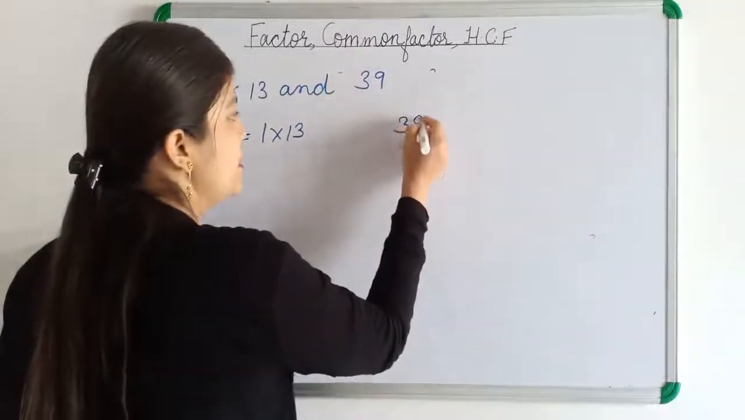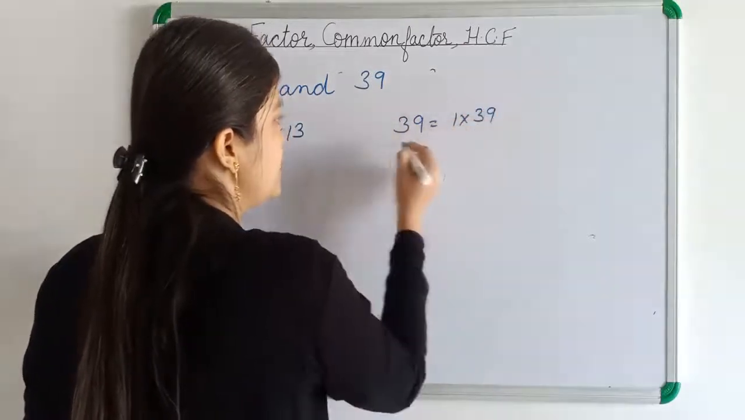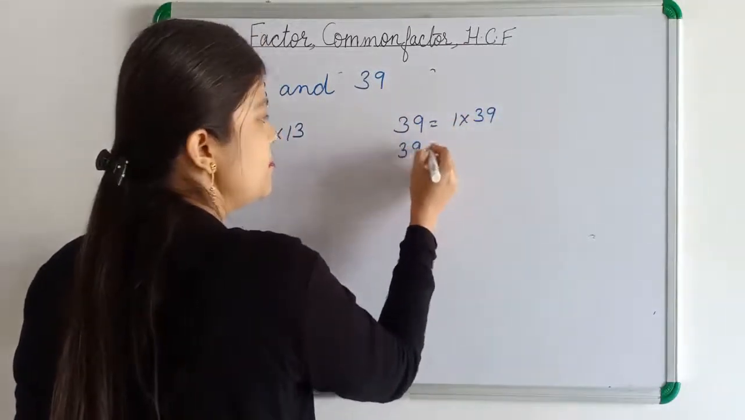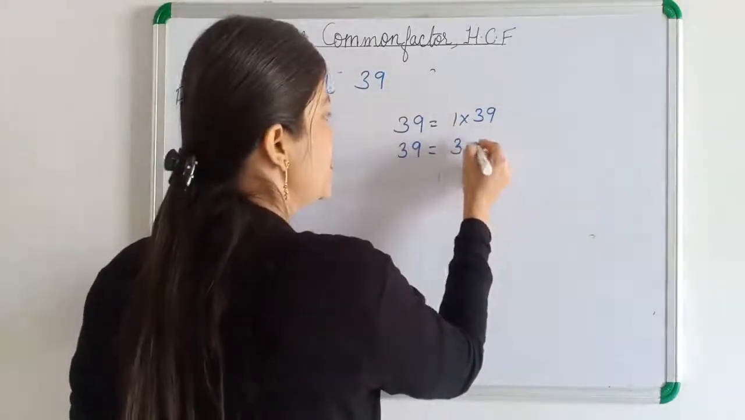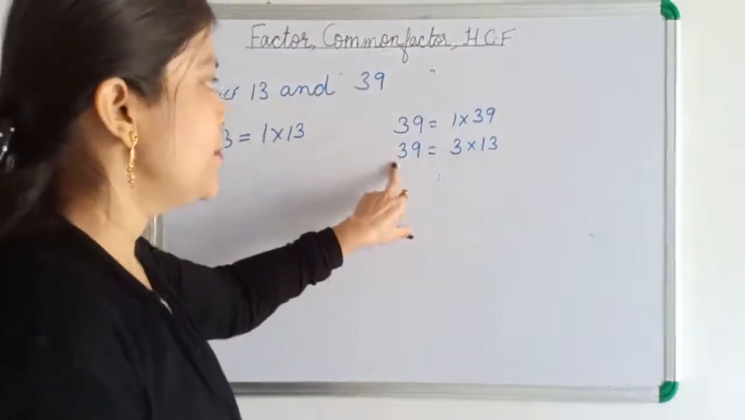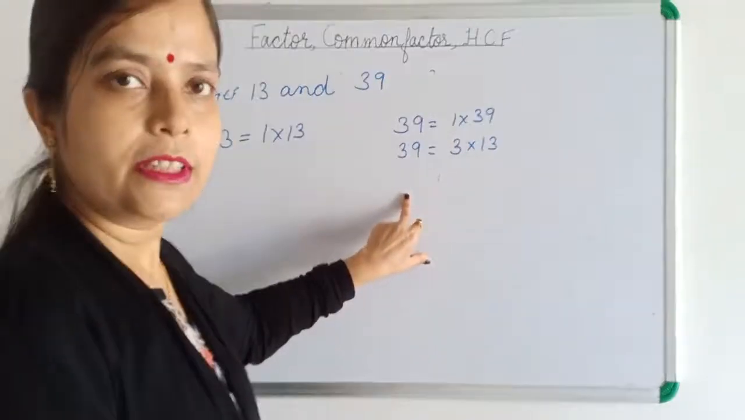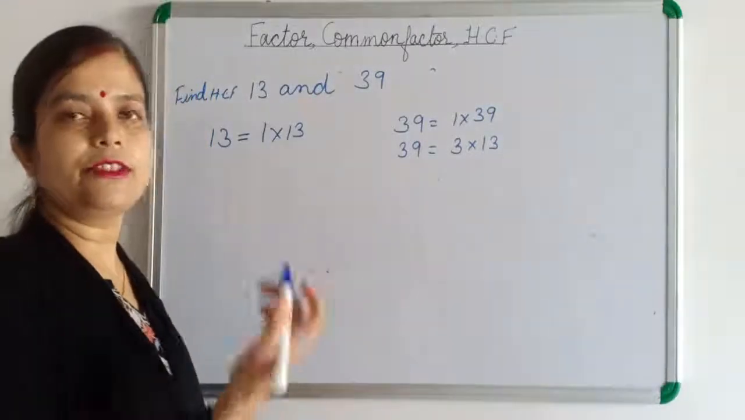Now 39. 1 we can write as 1 and 39. Is it divisible by 2? No. It is divisible by 3. So it is 13 now. Now again, is it divisible by 4? No. Is it divisible by 5, 6, 7, 8, 9, 10? Like that you check it, okay?